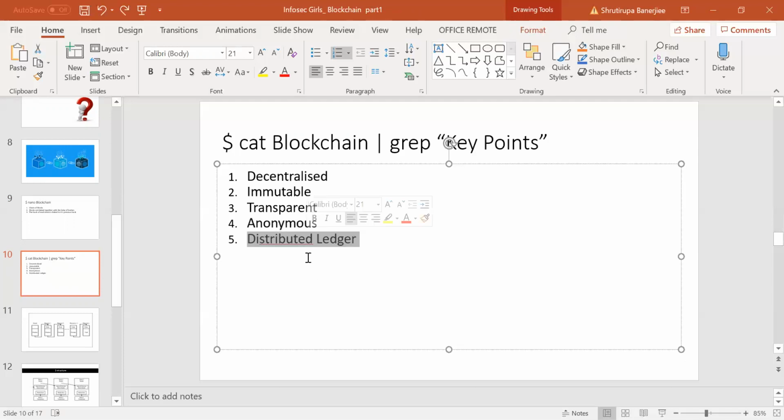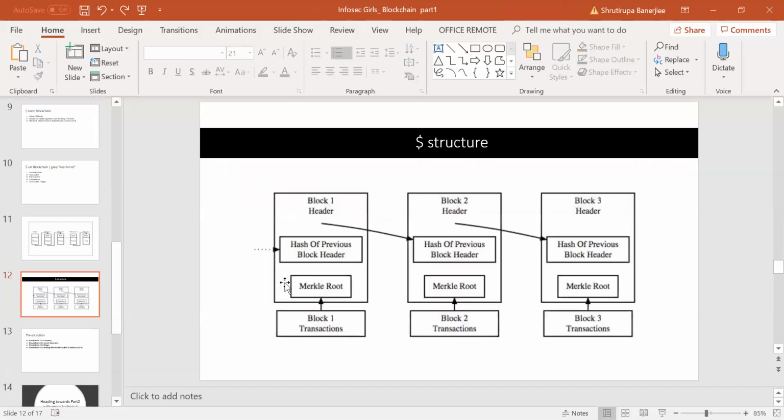Distributed ledger. So it actually contains a record of all kinds of transactions, and it is distributed amongst each and every node within the network. So you are able to see it is transparent, it has records, it is immutable, you can maintain the anonymity, and it is decentralized.